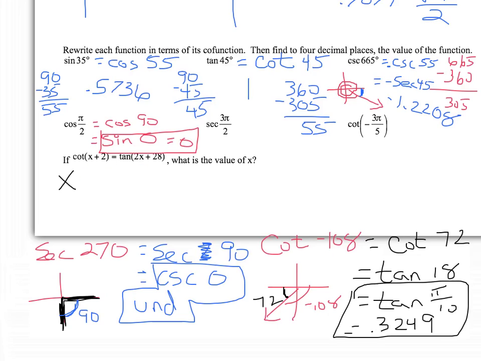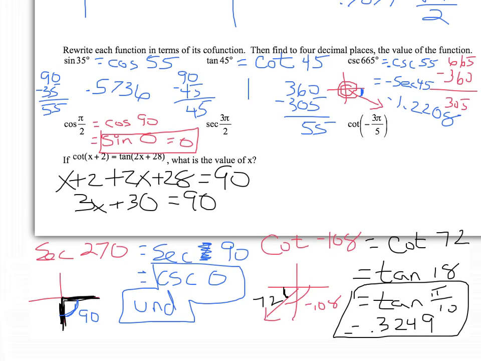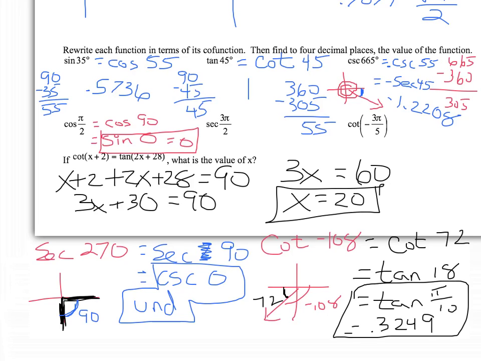So what I'm going to do is set x plus 2 plus 2x plus 28 equal to 90 degrees and solve for x. So 3x plus 30 equals 90. Subtract 30. Sorry about the animals, guys. 3x equals 60. Divide by 3, x equals 20. You could check your work by plugging in 20 degrees into the first part and 20 degrees into the second part, and you should see that they actually equal each other.